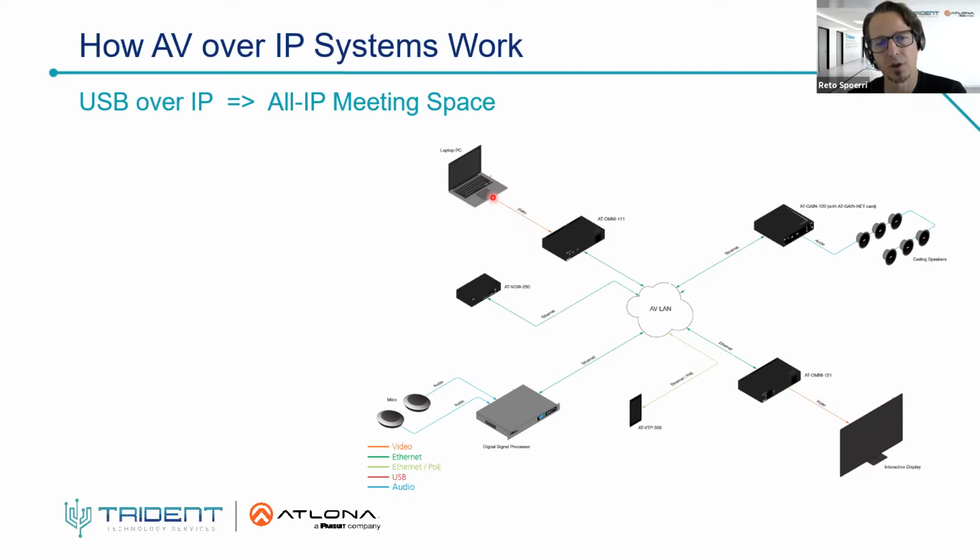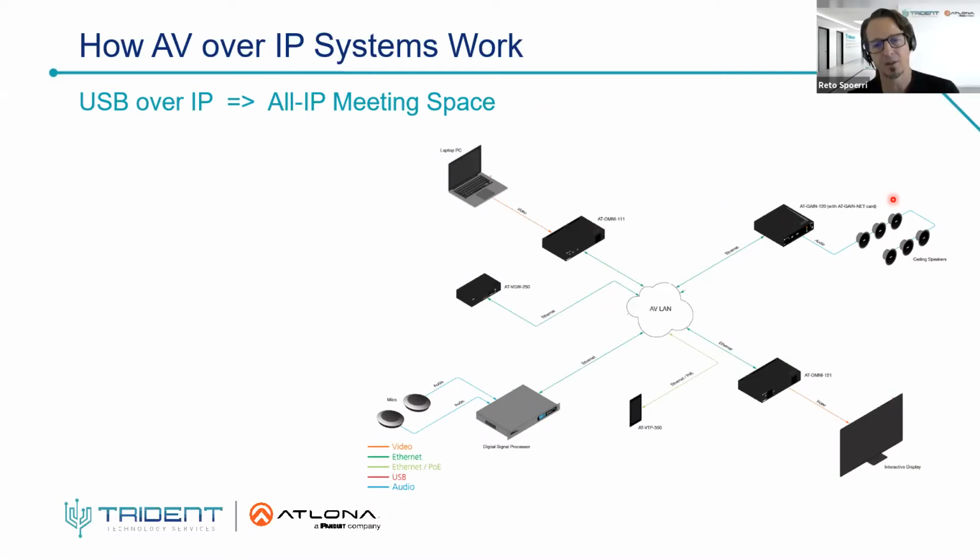The audio signal from your laptop can either go directly into the amplifier. So in this case, this is a network enabled amplifier that can receive network audio. And of course, then the amplifier has speakers connected. That can be ceiling speakers, that can be front speakers, or a combination of the two.